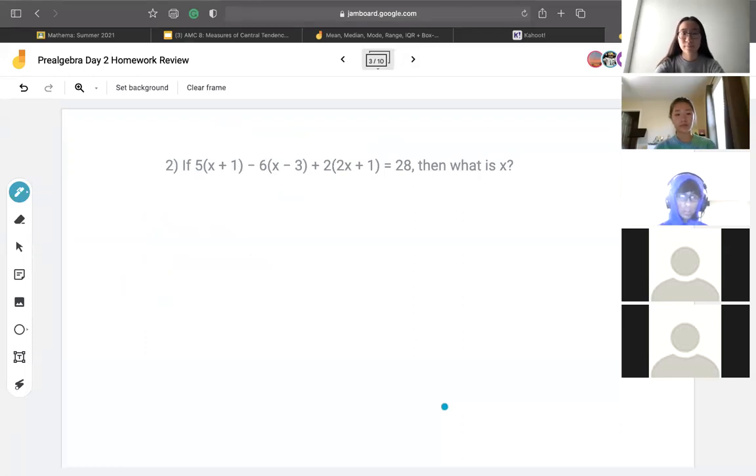Okay, so the second question is: if 5 times the quantity x plus 1 closed quantity minus 6 times... I did post. Oh, I don't think you can see it. Here's the Jamboard link again for anyone who needs it. So 5 times the quantity x plus 1 closed quantity minus 6 times the quantity x minus 3 closed quantity plus 2 times the quantity 2x plus 1 closed quantity is going to be equal to 28. Then what is x?